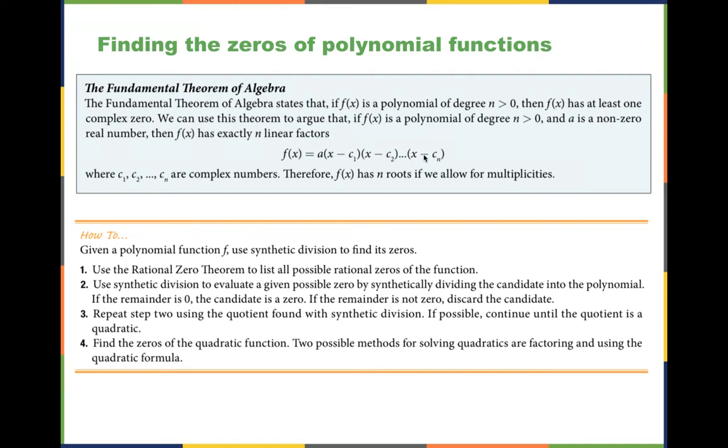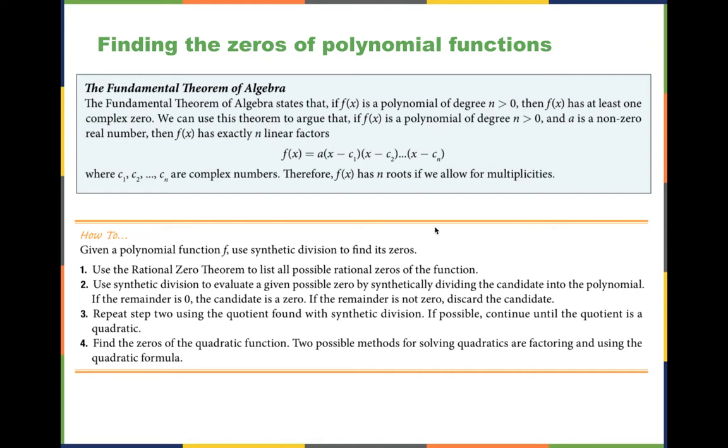Okay, so that's kind of like what we just did in that example. We had a 3rd degree polynomial. We found all 3 roots, even though that wasn't what the question asked us to do. So if we have a 3rd degree polynomial, we can find 3 roots.